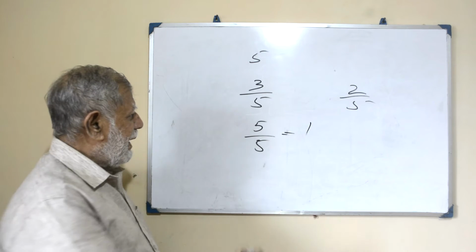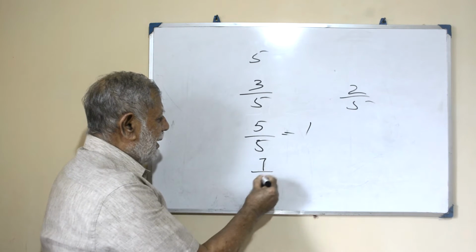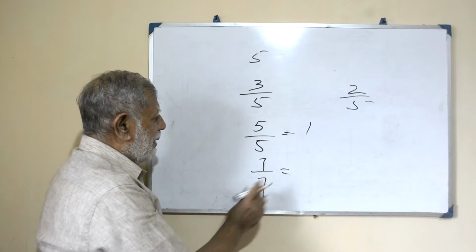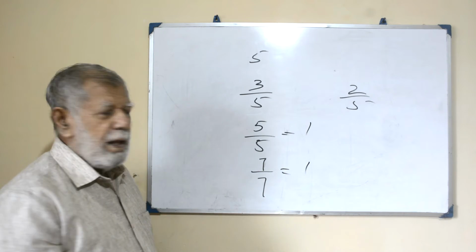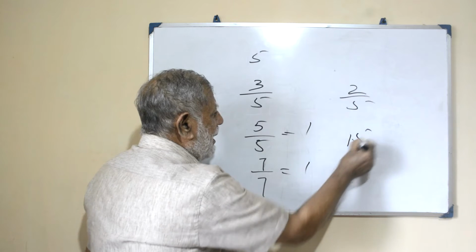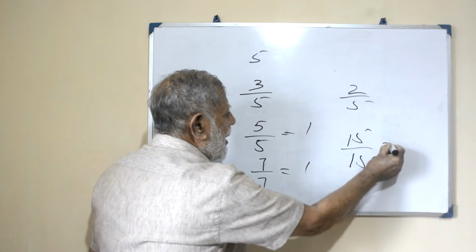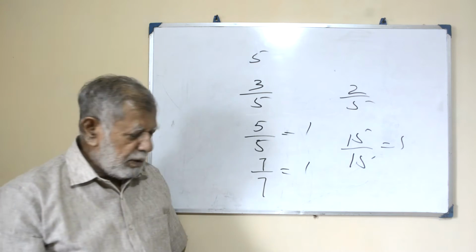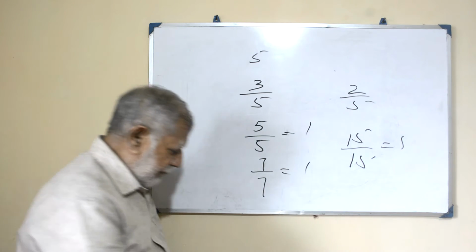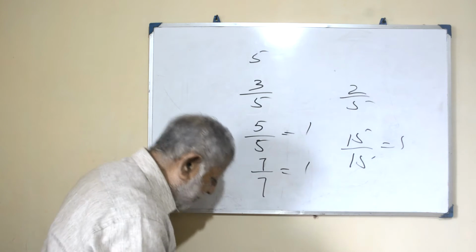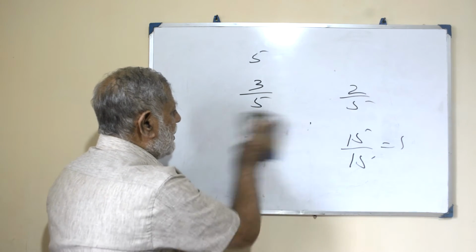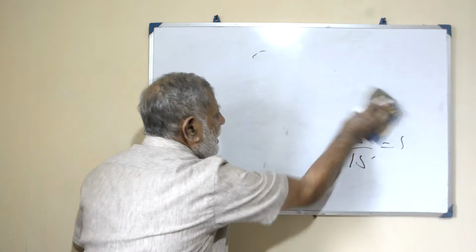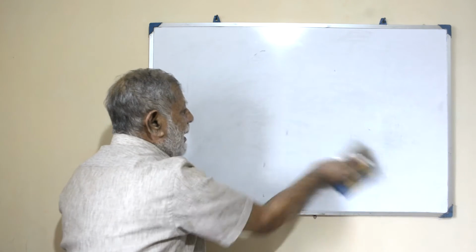In the same way, when you have 7 upon 7, the answer is 7 divided by 7, that is equal to 1. 15 upon 15 is equal to 1. So any number upon the same number is equal to 1. 1 is one whole thing. Okay, so you understood that. That is point number 1.